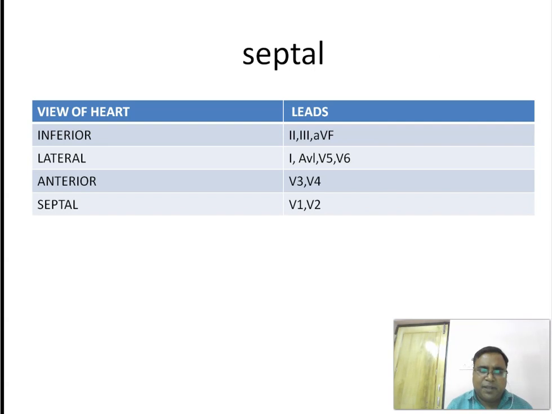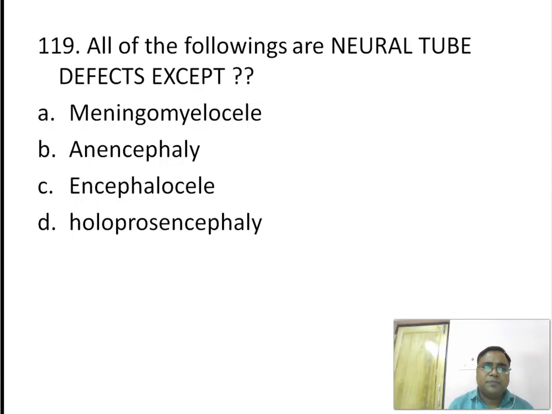The answer is septal. For the inferior view, the leads are 2, 3, and aVF. Lateral view: lead 1, aVL, and V5, V6. Anterior view: V3 and V4, and septal view: V1 and V2. We have to remember this, as we can get one MCQ in the exam. So the septal view represents V1, V2. Anterior, V3, V4. Lateral, lead 1, aVL, V5, V6. Similarly, inferior, 2, 3, and aVF.